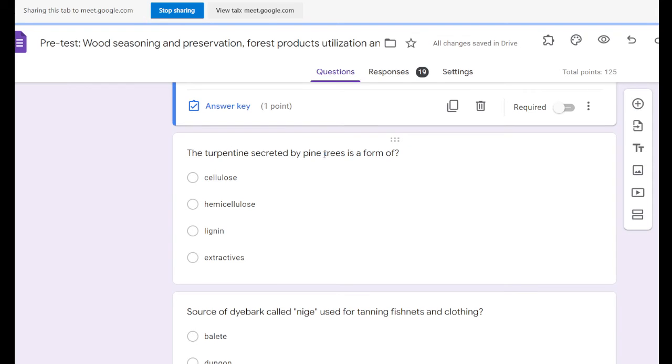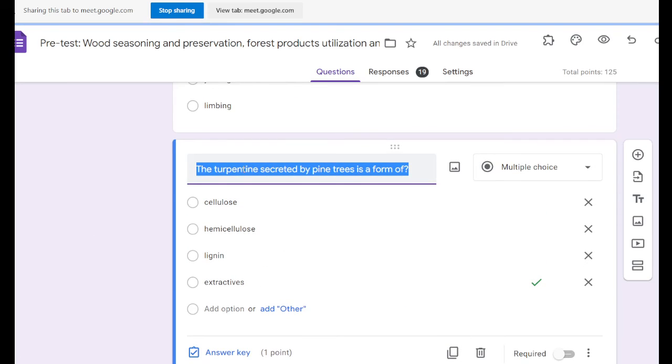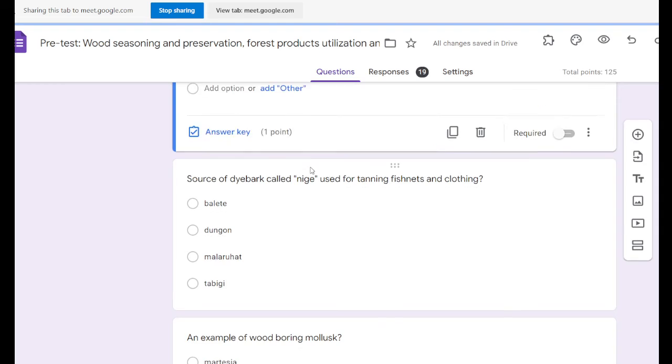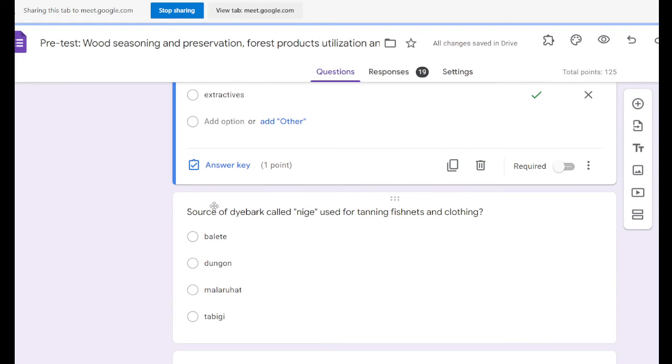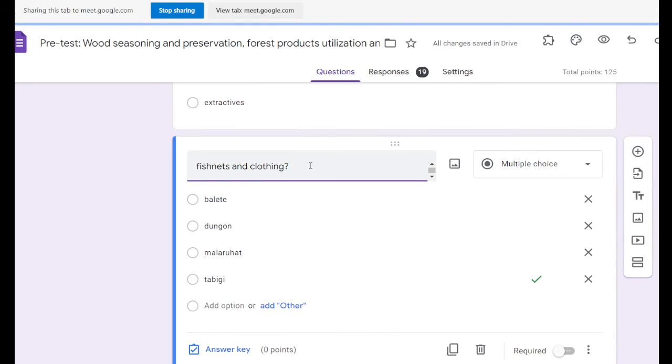Yarding is the portion where you drag the logs to the landing site. Turpentine, secreted by pine trees, is a form of, that is an extractive. Okay? It is a known extractive which is used in the production of varnish. Okay? Next, the species that is a source of dye bark called nige, used for tanning fishnets and clothing. The answer is tabige. I'm not really familiar with the species kabigi.